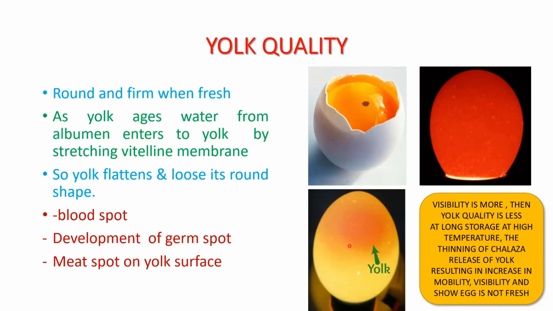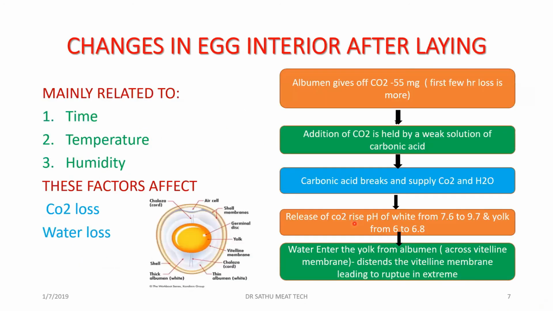In the beginning, it will be very round and firm. You can see here, it will be round and firm. But once the moisture starts entering, it will expand. The vitelline membrane will expand and the shape will be lost. The round shape will be lost.